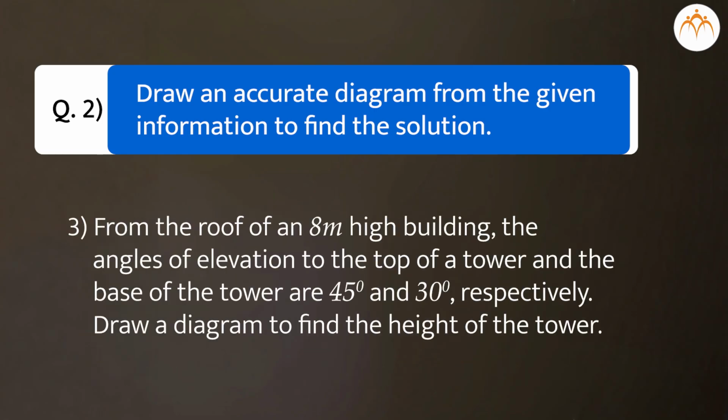From the roof of an 8-meter high building, the angles of elevation to the top of a tower and the base of the tower are 45 degrees and 30 degrees respectively. Draw a diagram to find the height of the tower.